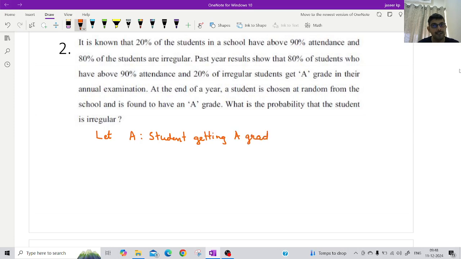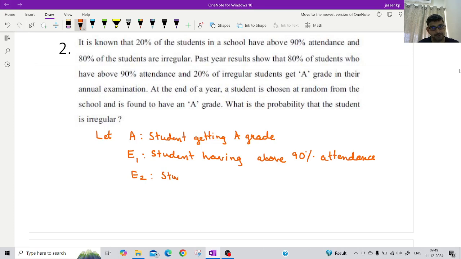Now you will have to see the partitions, that is the two different categories of students. So E1 is student having above 90% attendance, that is the first category of students. Then the second category is E2, that is student being irregular.